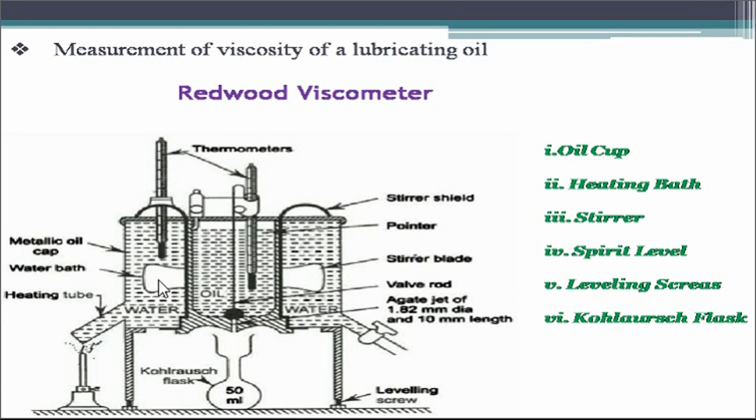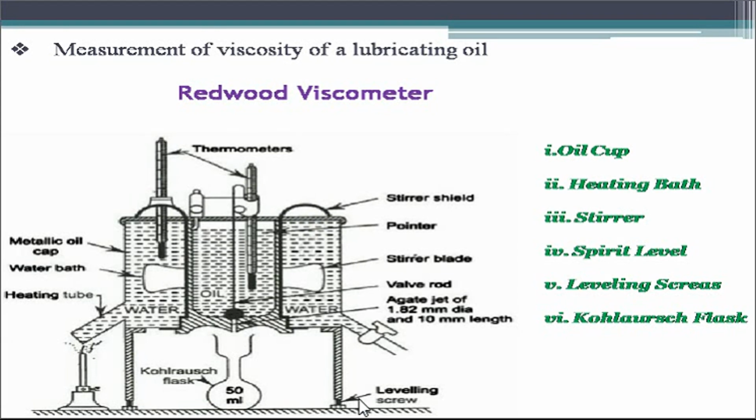The third one is a stirrer. Outside of the oil cylinder there is a stirrer which carries 4 blades. Look at here, these white color stirrer blades are there, which maintain a uniform temperature within the water. Then spirit level. The lid of the cup is provided with the spirit level here for vertical leveling of the jet.